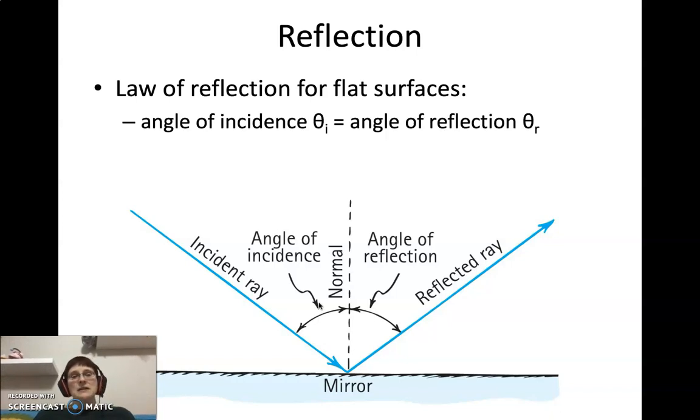So the angle of incidence, that's the name for this angle that I was just talking about, the angle between the incident ray and normal, is going to be equal to the angle of reflection, the angle between that normal and the reflected ray. So those two angles are always going to equal each other. So if this incident ray is coming in at a less steep angle, then the reflected ray is going to leave at that less steep angle.